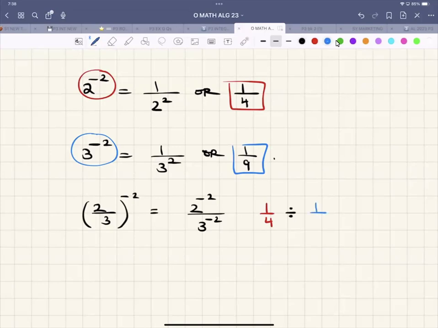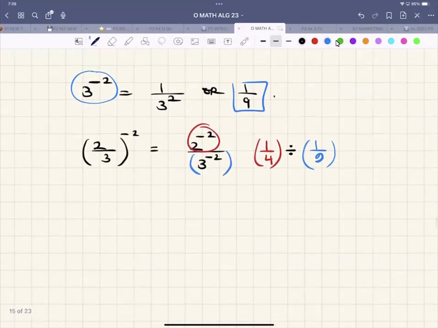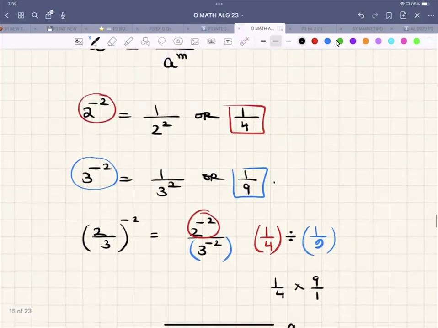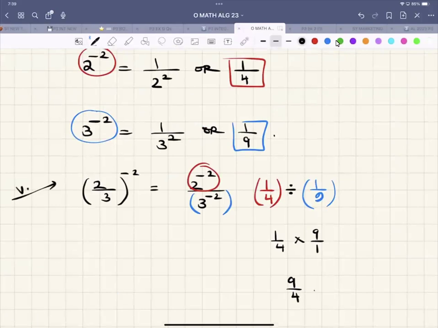Are you getting it? I'll be doing a shortcut. So 2 power negative 2 is 1/4. Then there is this division sign. 3 raised to power of negative 2 is 1 over 9. And after simplification, what does it become? So 1 over 4 into 9 over 1, which comes out to be 9 over 4. Got it? So now this is a very important example.